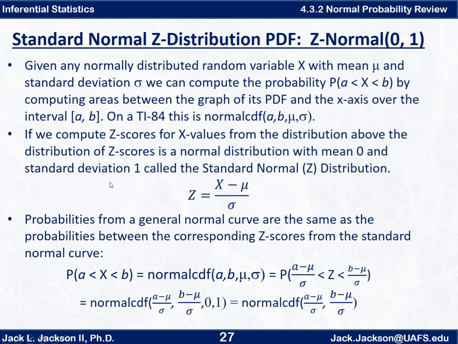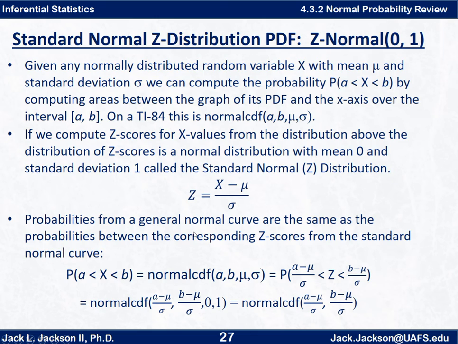Now, it also turns out if we compute z-scores for the x values on both ends by taking an x value minus mu divided by sigma, then we can use a standard normal distribution or a z-distribution. A standard normal is a distribution with mean 0 and standard deviation 1. Since it is a distribution of z-scores, sometimes I'll call that a z-distribution. And so a standard normal distribution is a distribution of z-scores.